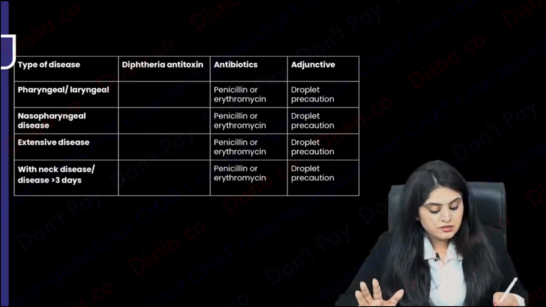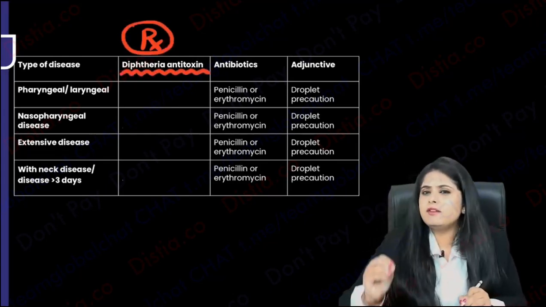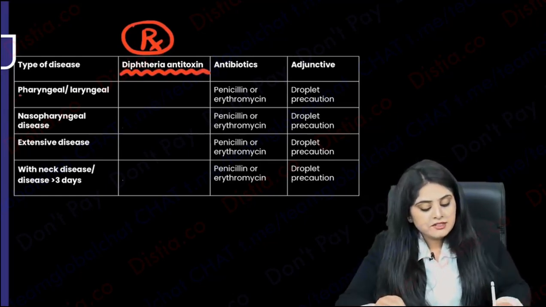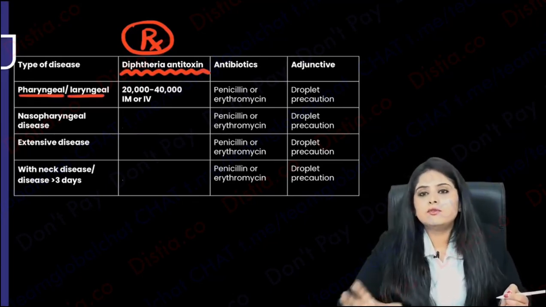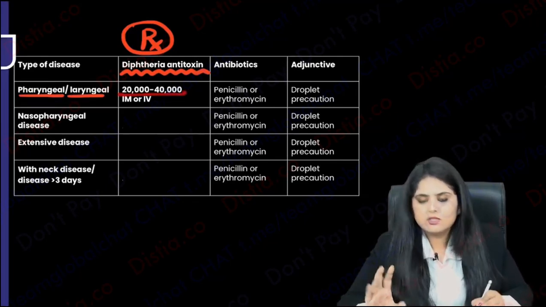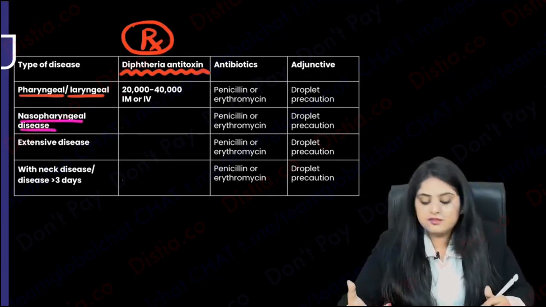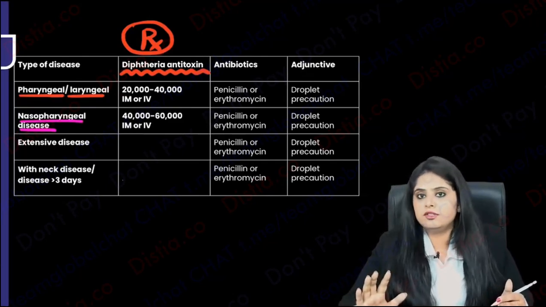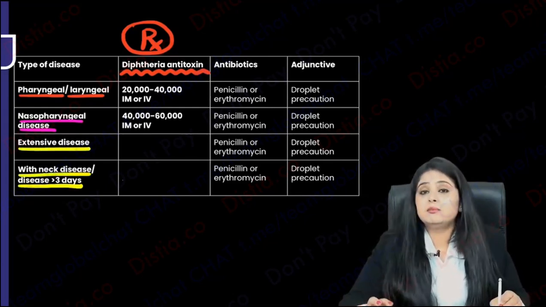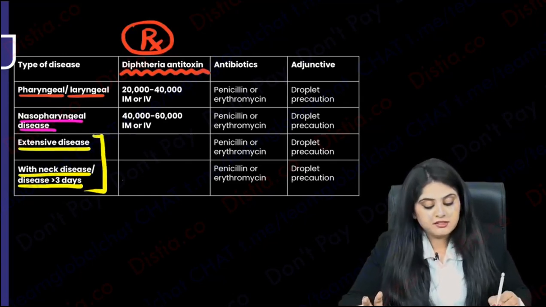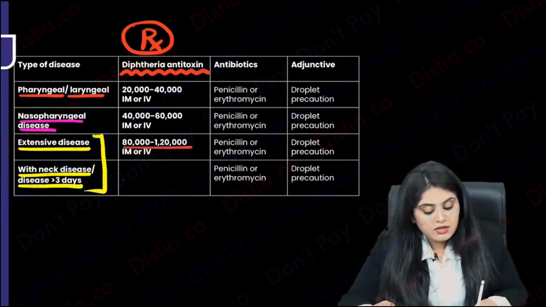What is going to change is the real treatment, that is how much diphtheria antitoxin is going to be given. You don't have to learn the exact numbers, but I'm just telling you, if it is a minor disease, means less than 3 days, pharyngeal, you give a minor dose, like 20,000 to 40,000 units you can give IM or IV. Okay, you will give a small dose. If it becomes nasopharyngeal, you need a little advanced dose, so 40k to 60k units you can give. But if it becomes very, very extensive, or if it shows you neck disease and more than 3 days of involvement, you will have to give 80k to 1.2 lakh, that is 80,000 to 1,20,000 units.